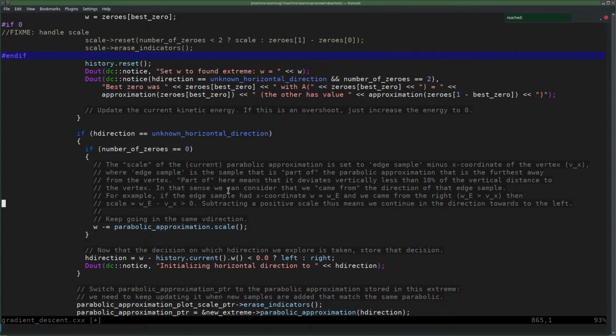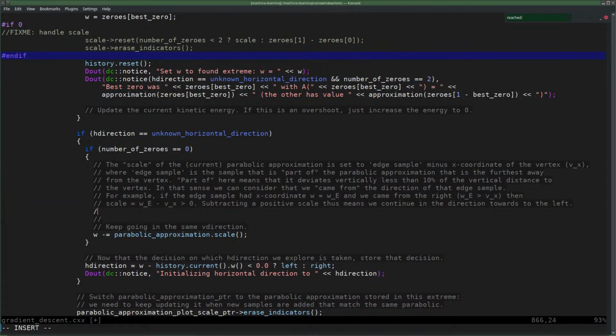So if the edge sample is on the right of the vertex, and we went from the edge sample to the vertex going left, then we continue left by subtracting the positive scale from it. In the opposite case, where the edge sample is on the left, then the scale is negative, because maybe I should just add it as well. Right?